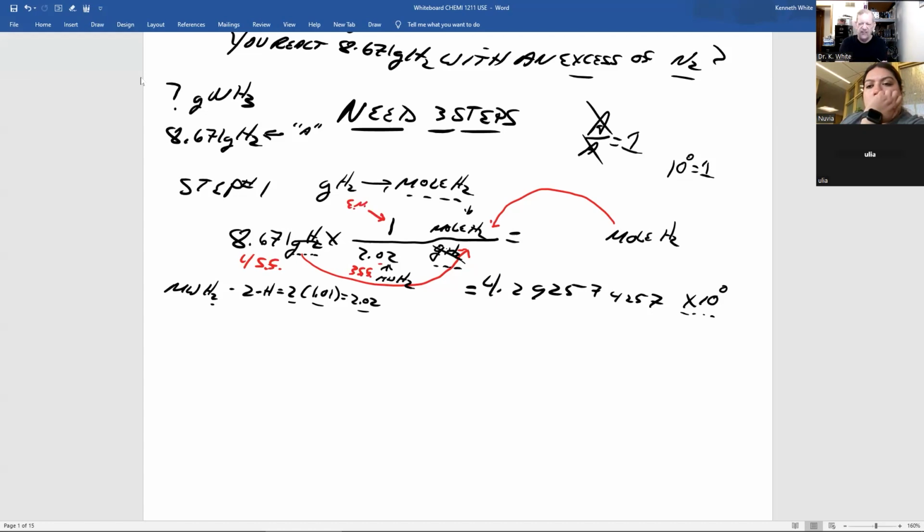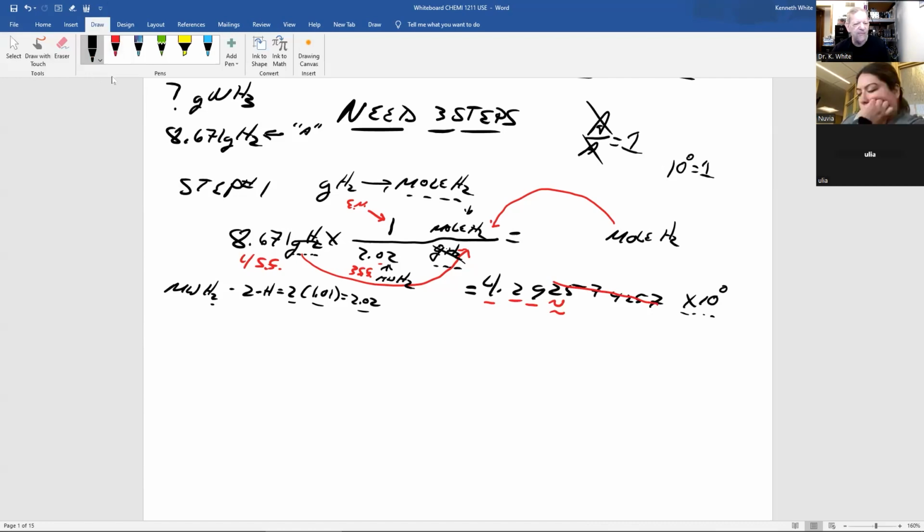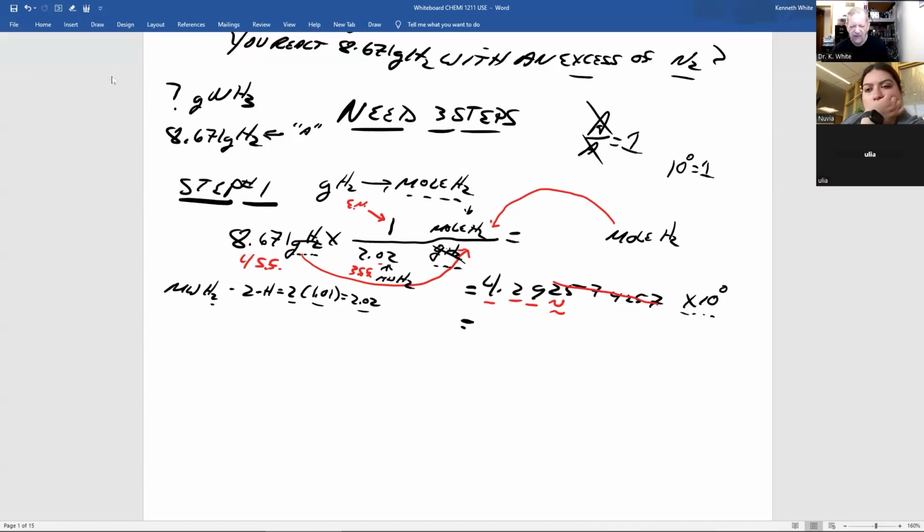So the answer should have the same number of significant figures as the number with the lowest significant figures, which is lower, 3 or 4? And hopefully you all pick 3. So I'm going to round this off to 3 significant figures. Those are my 3. Use the 2 to round off. That's 4 or less, so I'm going to just drop all this. And for step 1, my answer is 4.29 moles of hydrogen.